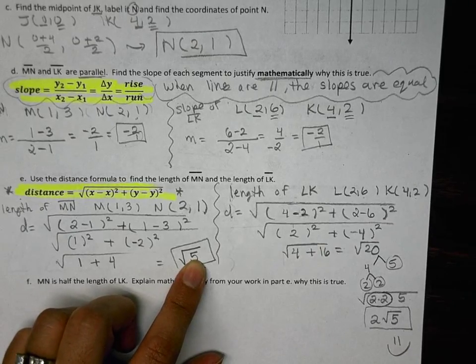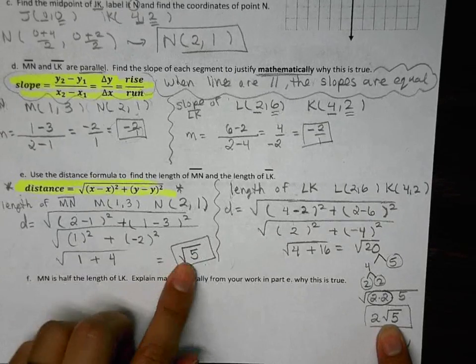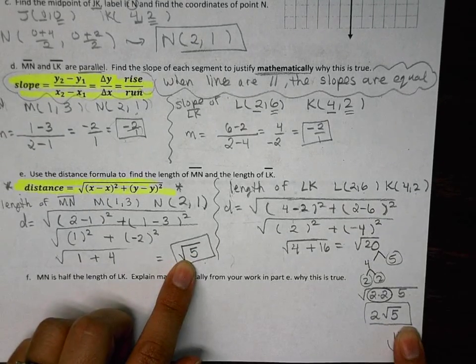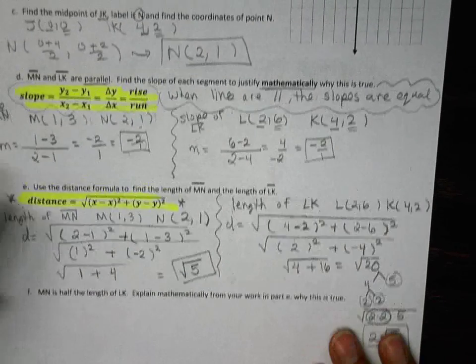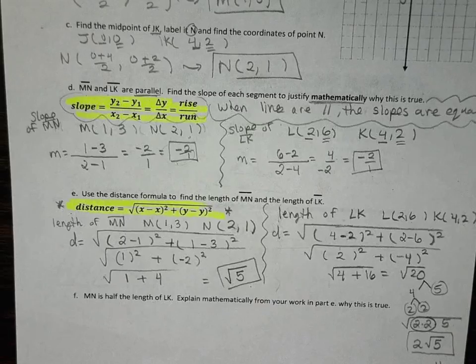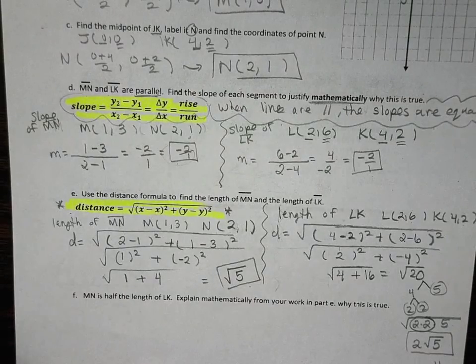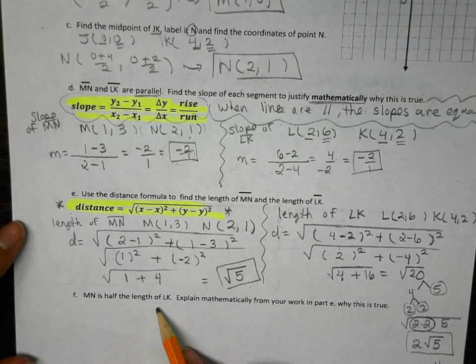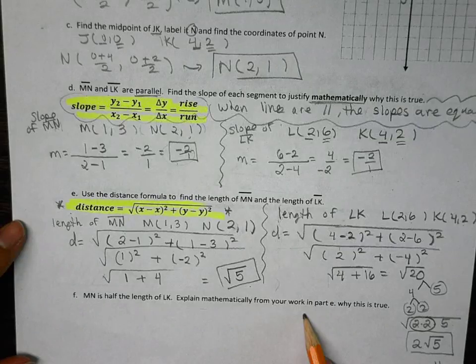Do you see that? Root 5, double root 5 is 2 root 5. We've proved mathematically that this length is twice as big as this length. Does that make sense? Yes? All right. MN is half the length of LK. Explain mathematically from your work in Part E why this is true.